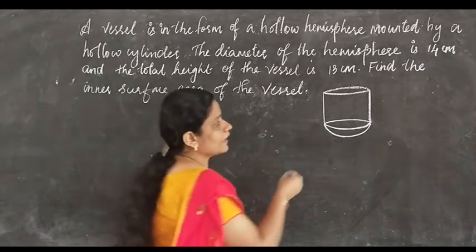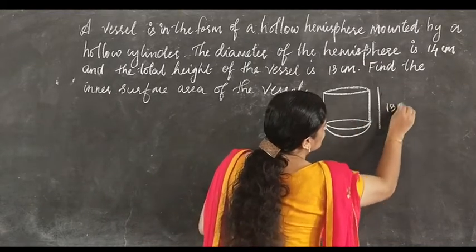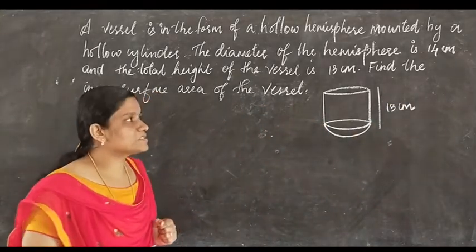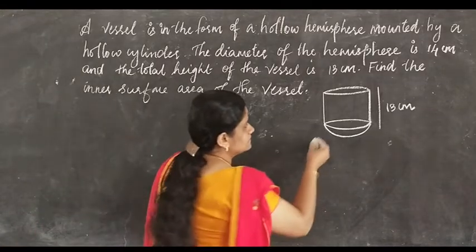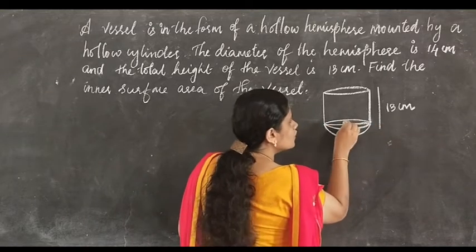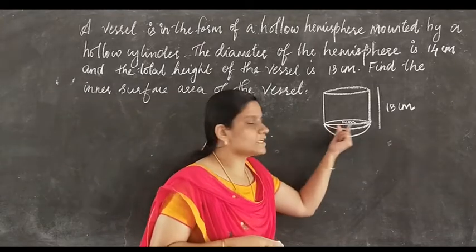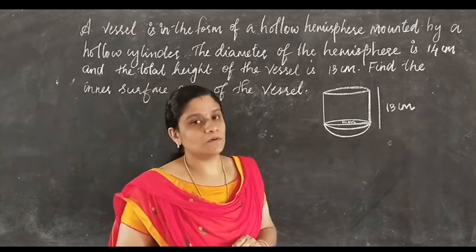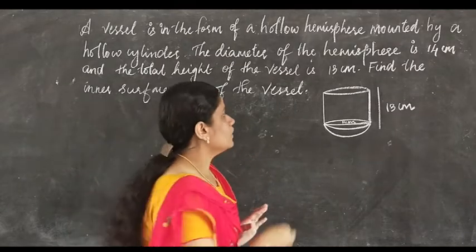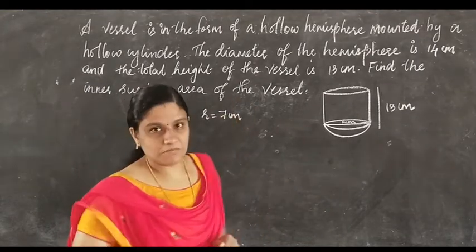Now here they have given the total height of this vessel is equal to 13 centimeter. Also they have given the diameter of the hemisphere, which means the diameter is equal to 14 centimeter. If the diameter is equal to 14 centimeter, we all know that the radius will be equal to 7 centimeter. Now we got radius is equal to 7 centimeter.